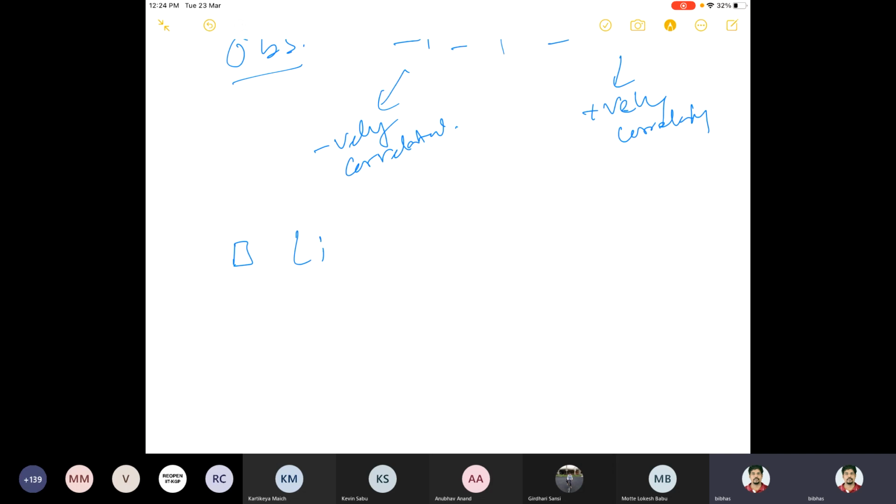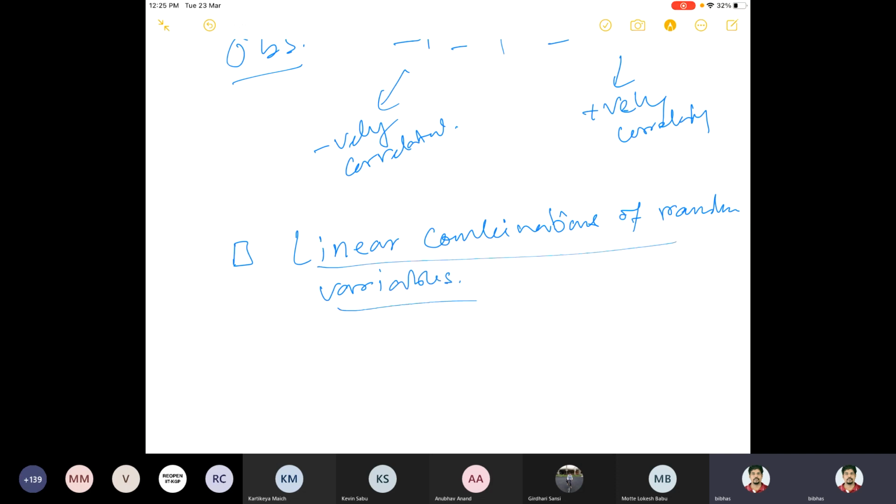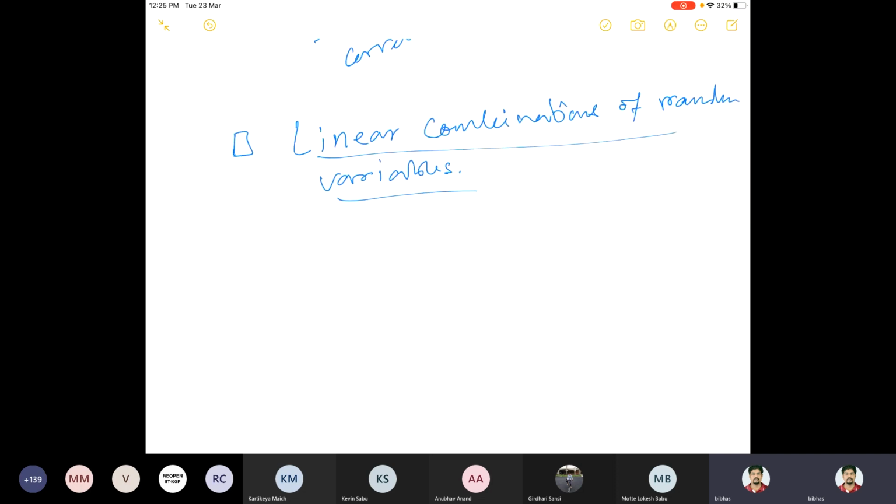This is an important thing: you can always define linear combinations of random variables. What it means is, let's say you have certain random variables x1, x2, dot dot dot, xn. Then you take a linear combination of those, and you can define another random variable. These could be discrete, continuous, whatever it is.